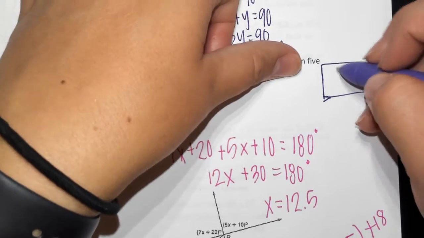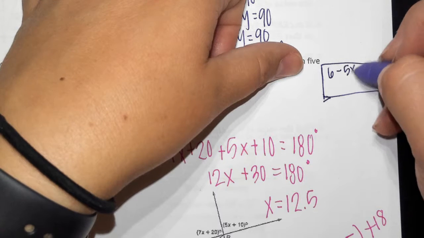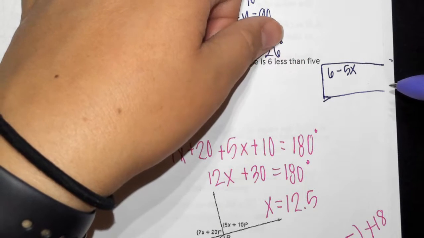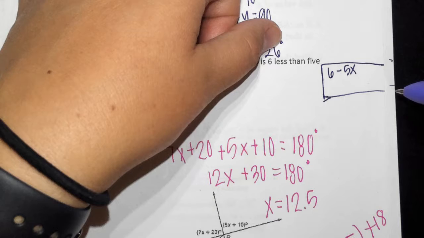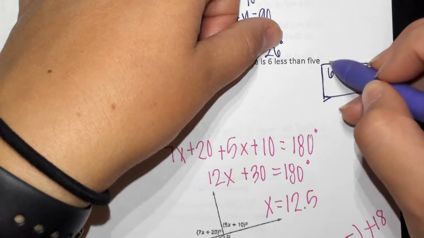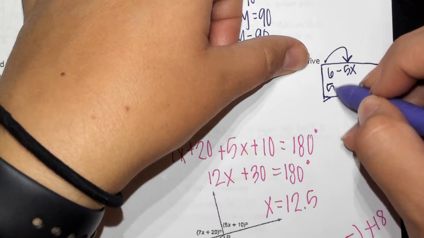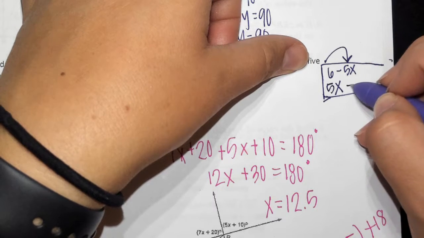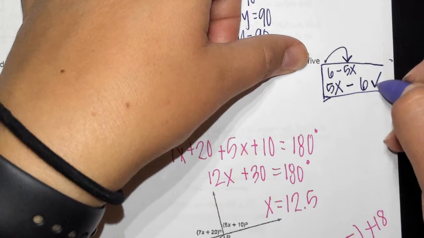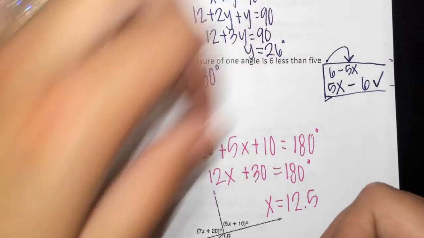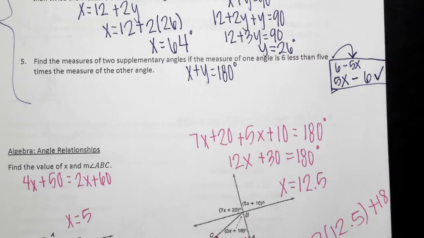How many of you put this? Good. Yeah, good. 6 less than 5x. So it is 5x first, then minus 6. So this is the right one. Good. I'm glad we were all on track there.